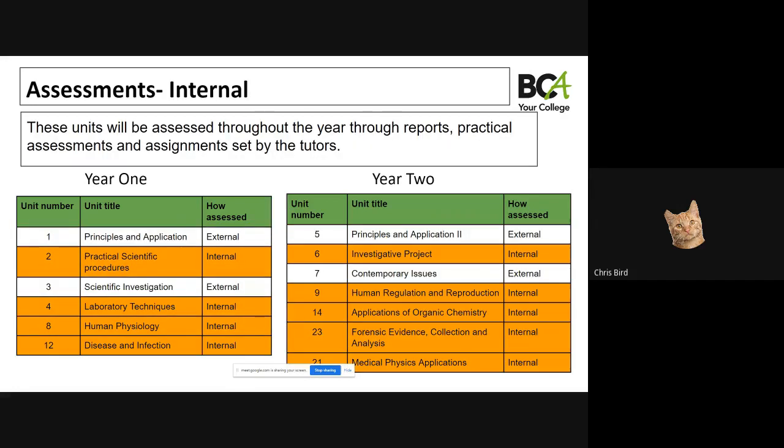Okay, so the other modules will be the internal assessment. These range mainly from written reports and coursework, which the tutors will set you during the year, and they will mark them and grade them as well. So you do those reports and assignments as you go throughout the whole year, and then they get marked by the tutors. So the exams get marked externally, just like you would with your GCSEs, and the internal assignments are marked internally. Okay.